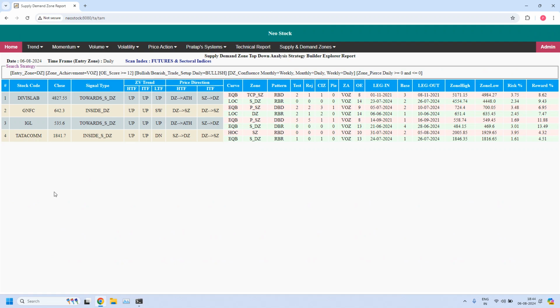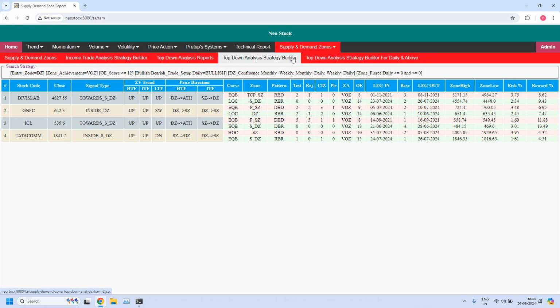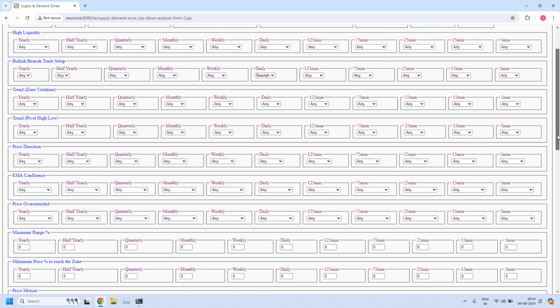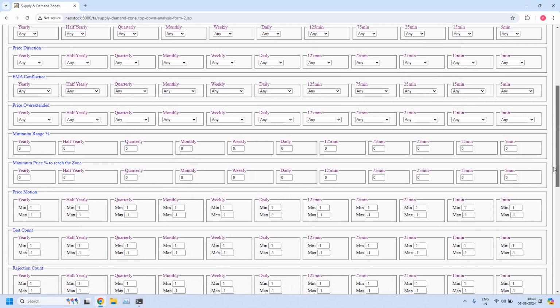Okay, the next report is bearish trade setup. Bearish trade setup for monthly income trade. So entry time frame is daily. Entry zone is supply zone. In bullish or bearish trade setup, in daily I am selecting bearish. And the pierced count should be 0.